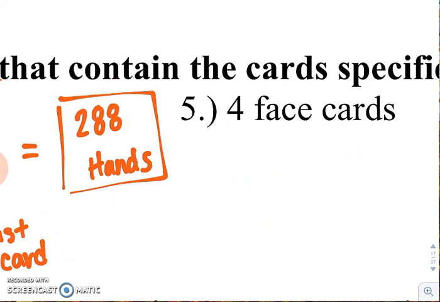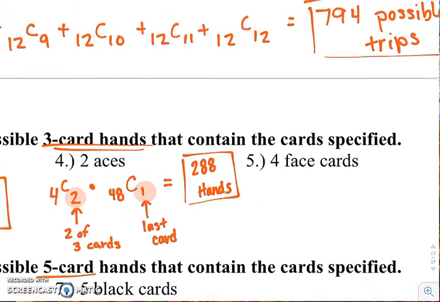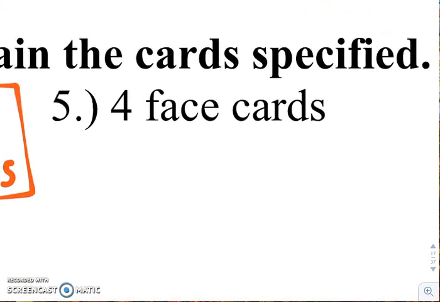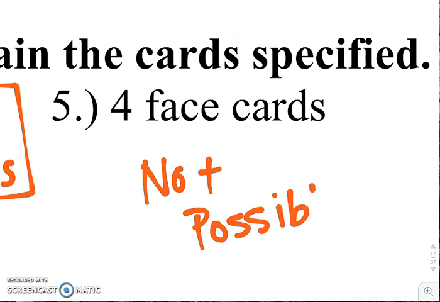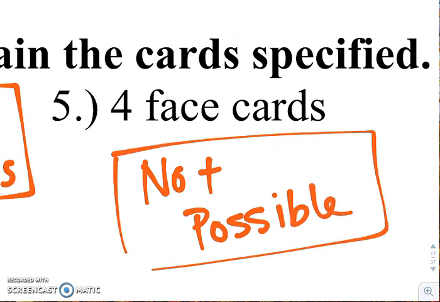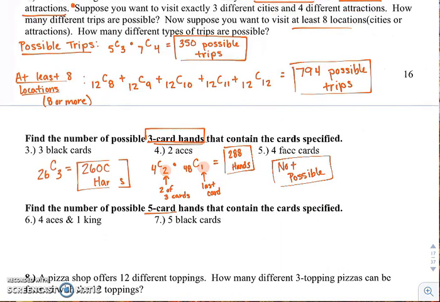So how about 4 face cards? Well, if we're only talking about 3 card hands, then a 3 card hand with 4 cards of anything would be impossible. So this one we couldn't actually find the possible hands for, because we only want 3 cards, not 4.